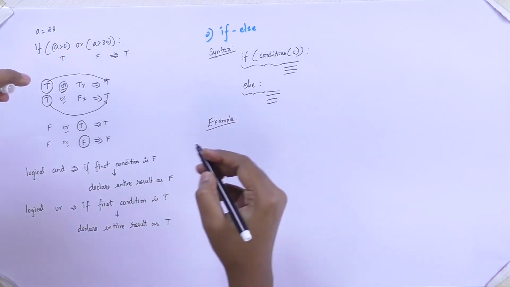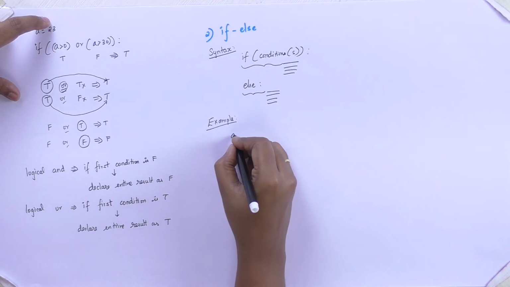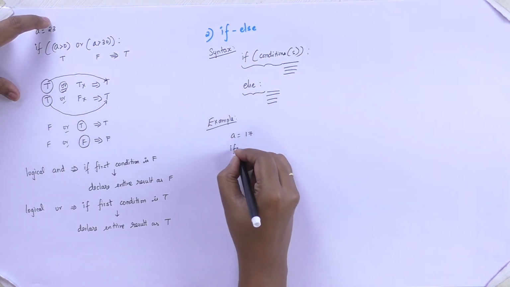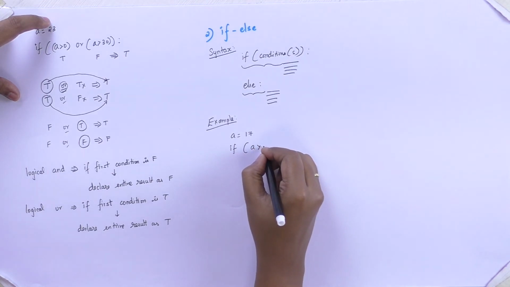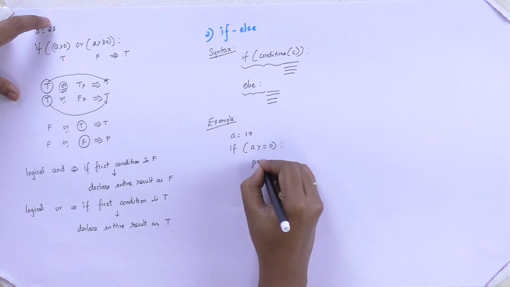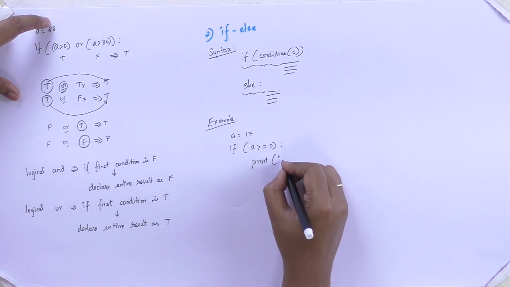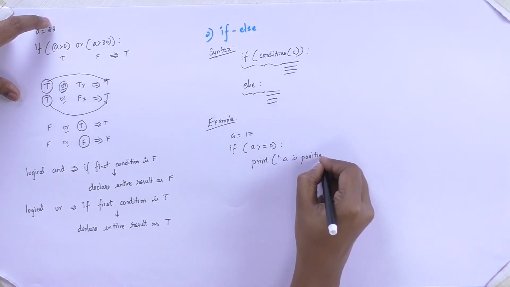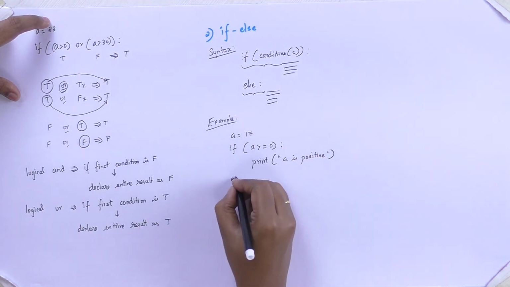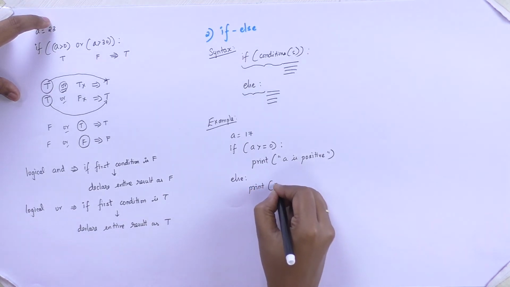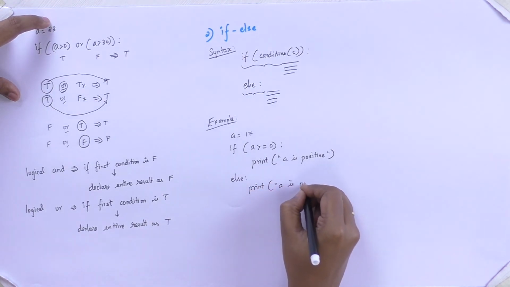For example, I am writing it like A is equal to 17. If A is greater than or equal to 0, colon, I am printing it as "A is positive", else print "A is negative".